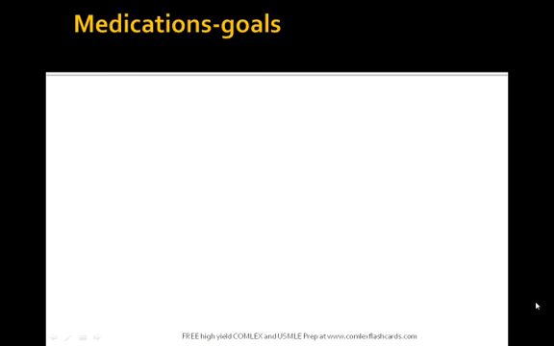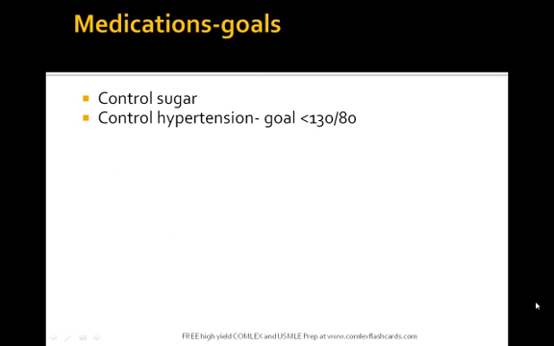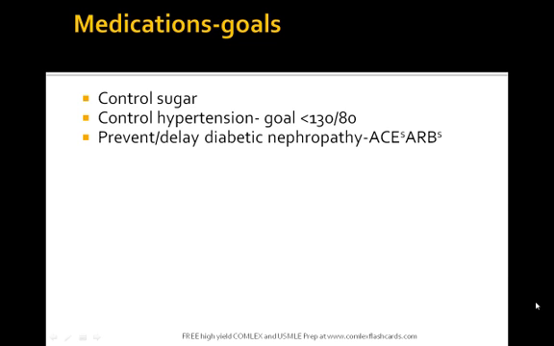Let's take a look at some of the medication goals. You want to control their glucose. Hypertension, this could be a test question. It should be less than 130/80. Again, you want to prevent diabetic nephropathy from developing, and one of the key things is to keep the patient on an ACE inhibitor and an ARB. This is protective to their kidneys, and it's highly important to do so.